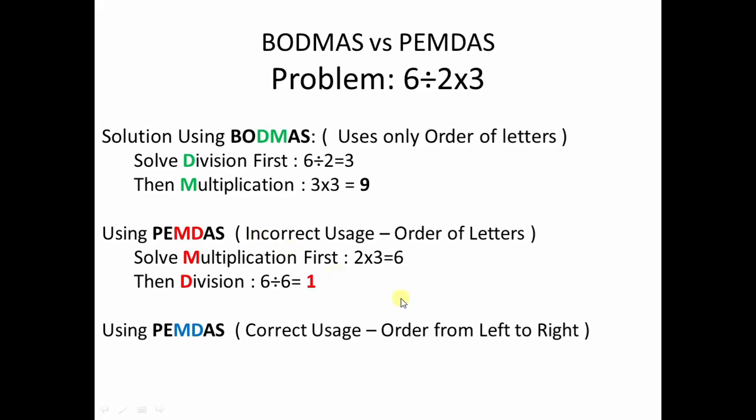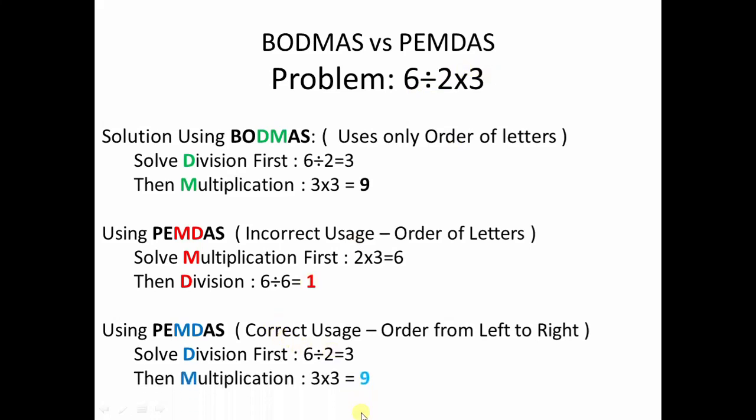So let's do this example again correctly using the order of operations and PEMDAS. So solving the division first. Why the division here? Because the division is coming before the multiplication, that is, division is on the left hand side and multiplication to the right. So 6 divided by 2 is 3. Then the multiplication, 3 multiplied by 3 is 9. So you see, now we got the correct answer, which is 9, using PEMDAS.